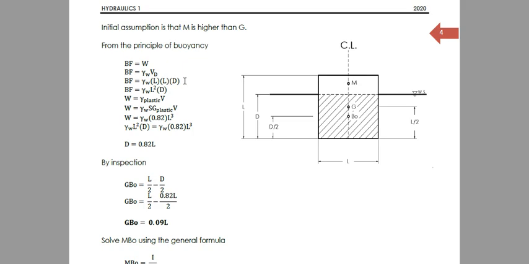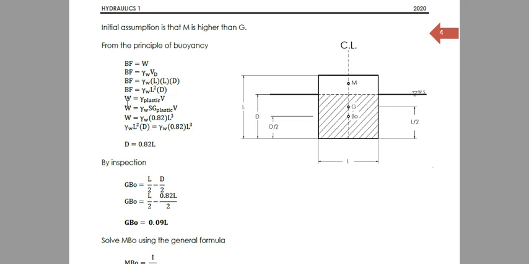Expanding this further, since we are solving for the draft, we need to express the VD or displaced volume in terms of the draft. So gamma of water times L, ito, times L, the perpendicular dun sa paper or sa screen, times D, ito. That's the displaced volume. So BF is equal to gamma of water times L squared times D. So that was the buoyant force.